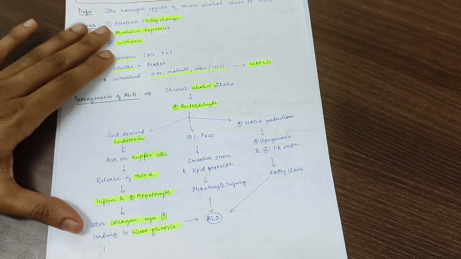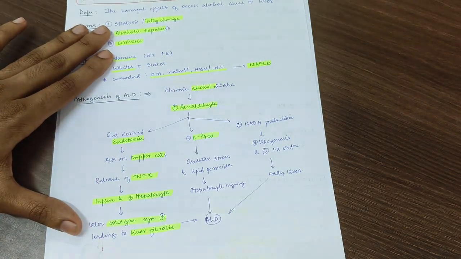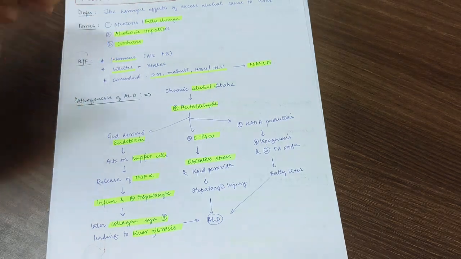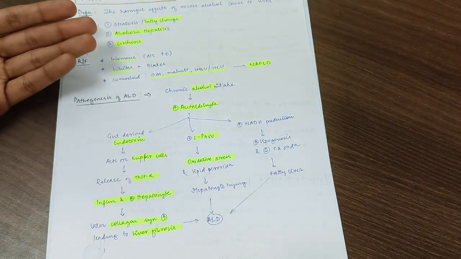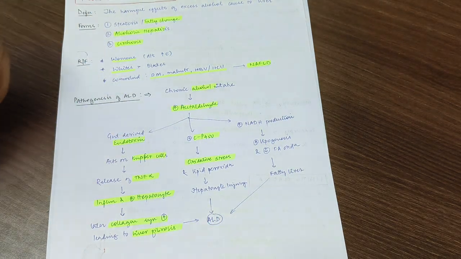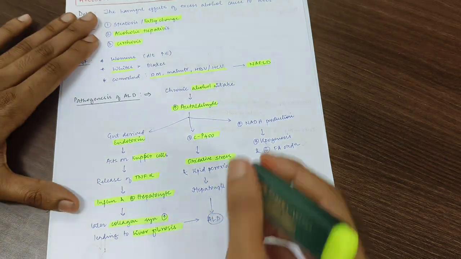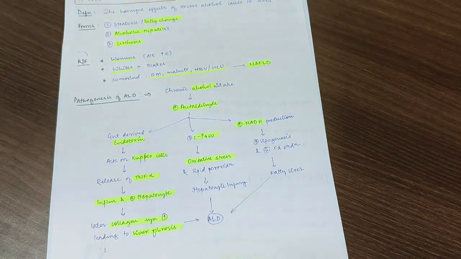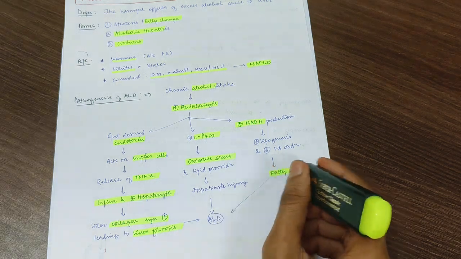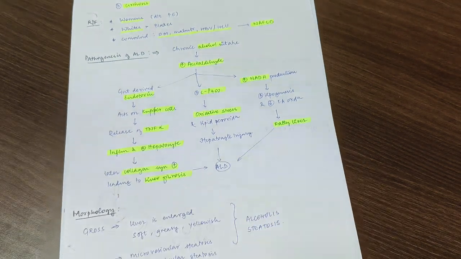Then cytochrome P450 enzyme is activated. Because of this, there is oxidative stress and lipid peroxidation that lead to hepatocyte cell injury, that leads to ALD. Next, because of this acetaldehyde, there is increased NADH production. Because of NADH production, there is increased lipogenesis and decreased fatty acid oxidation. In biochemistry, what you have learned, right? NADH causes increased lipogenesis and decreased fatty acid oxidation that will lead to fatty liver. Again, this fatty liver is a cause for alcoholic liver disease.